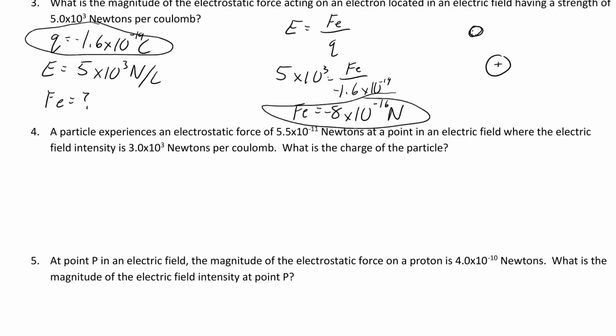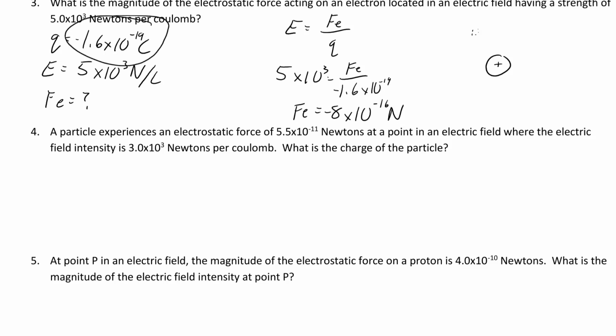The amount of force you feel just depends on how much charge you're placing at that point. Again, if you place 1 coulomb of charge there, you'll feel the 5,000 newtons. If you put 2 coulombs of charge there, you'll feel more. You'll feel 10,000 newtons. But in this case, it's just 1 electron, so it's a tiny amount of newtons. All right, because 1 electron is not even close to 1 coulomb of charge. It's 10 to the negative 19 coulombs.